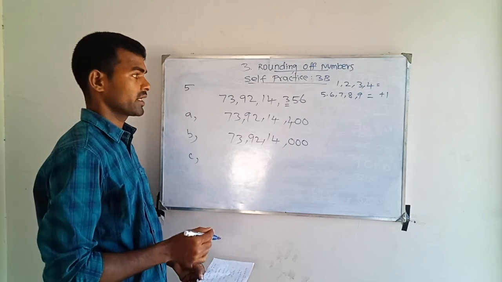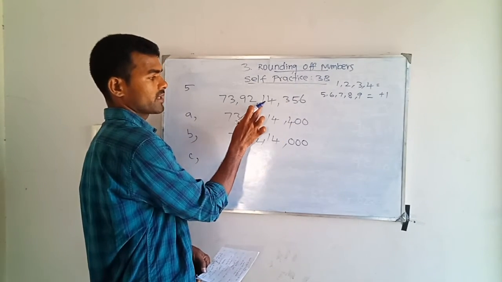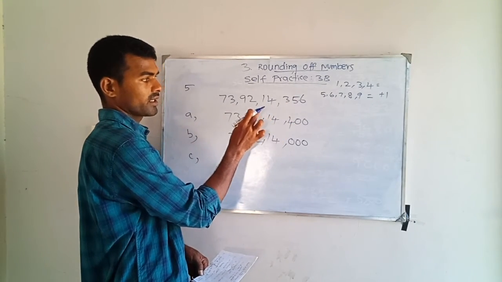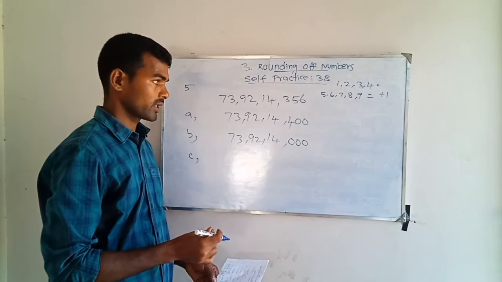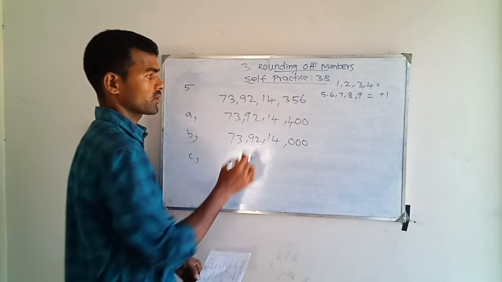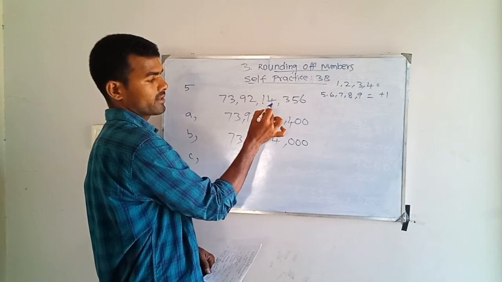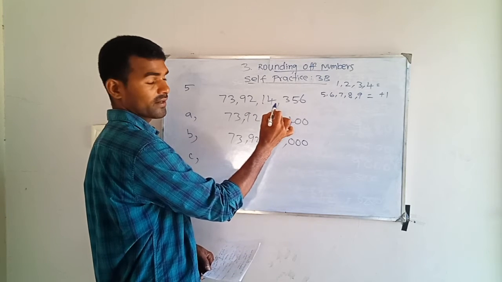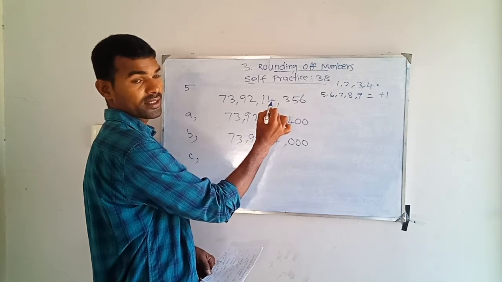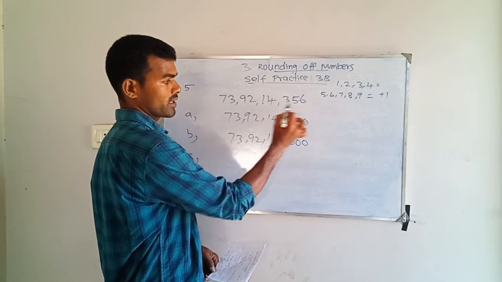Now question C, nearest 10,000. So what is the 10,000 place here? It is 10,000. 14,000 is given here. Whether it's 10,000 or 20,000, you have to write. So for the nearest 10,000, the right side is the 1000 place. Look at the 1000 place. The 1000 place is 4, which is less than 5. So this 4 digit becomes 0.